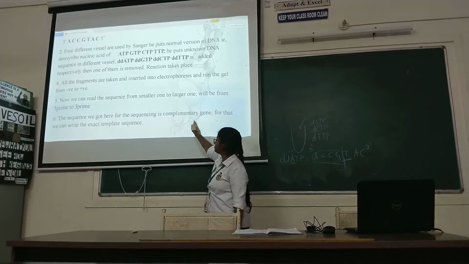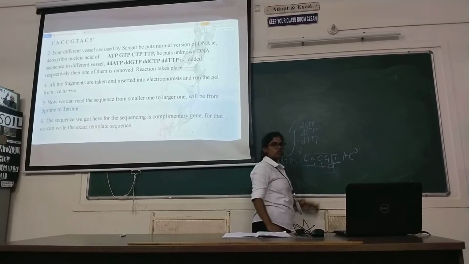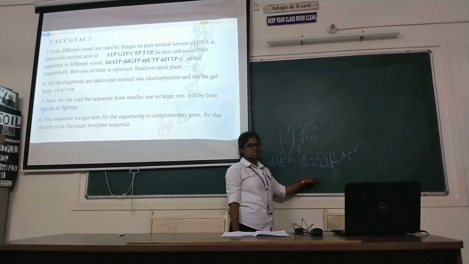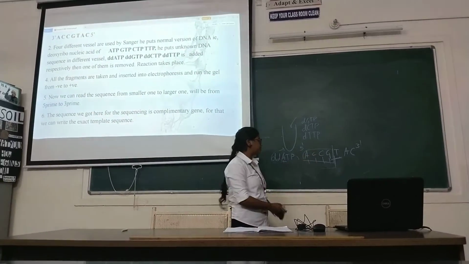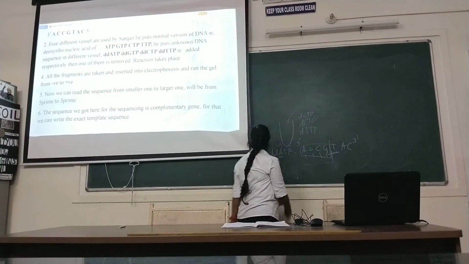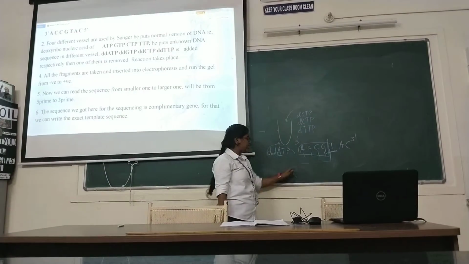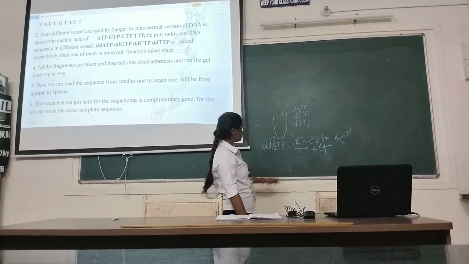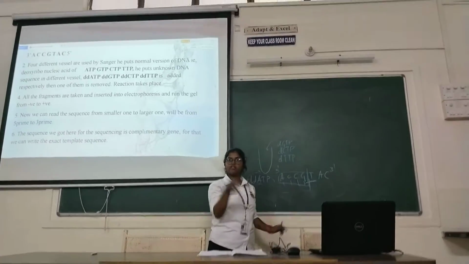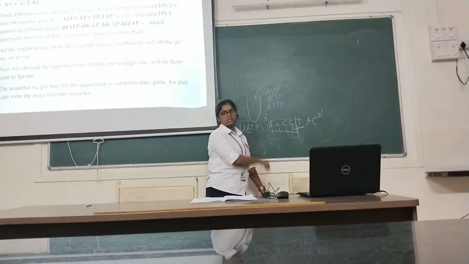The sequence we got here for the sequencing is the complementary gene. As I said, this is an unknown sequence, right? The unknown sequence can be read as a template strand. And what we got after the electrophoresis is nothing but the complementary strand. Okay, complementary gene or complementary strand. For that, we have to write our template strand, and that is our sequence.